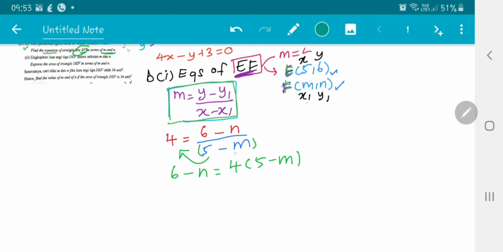Dia kata tadi find the equation of the straight line EF in terms of m and n. Okay, in terms of m and n. So dia tak sebut mana-mana subject as your subject. So you boleh arrange je lah. So ini expand for m. Okay, so I think I nak bawa negative 4m pergi sebelah, become positive. Okay, minus n. 20 minus 6 jadi 14. Okay, done.